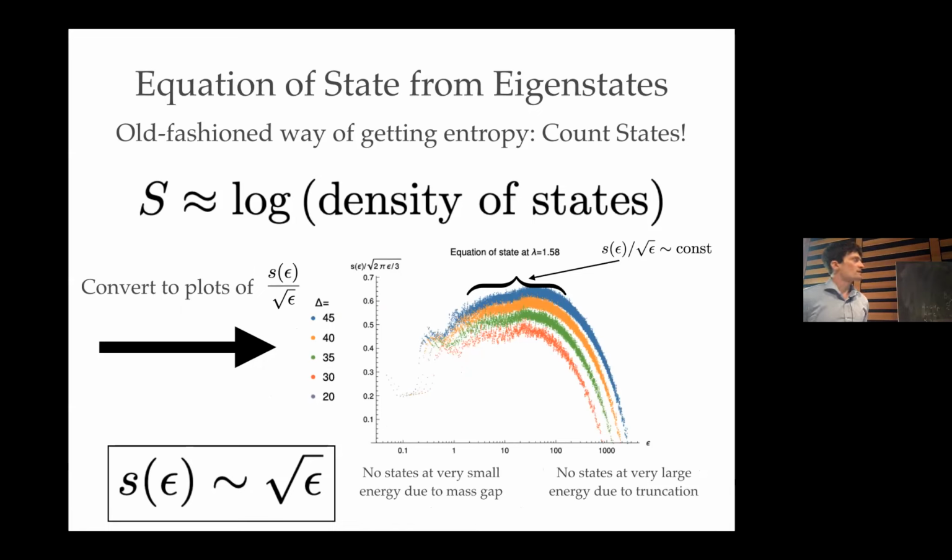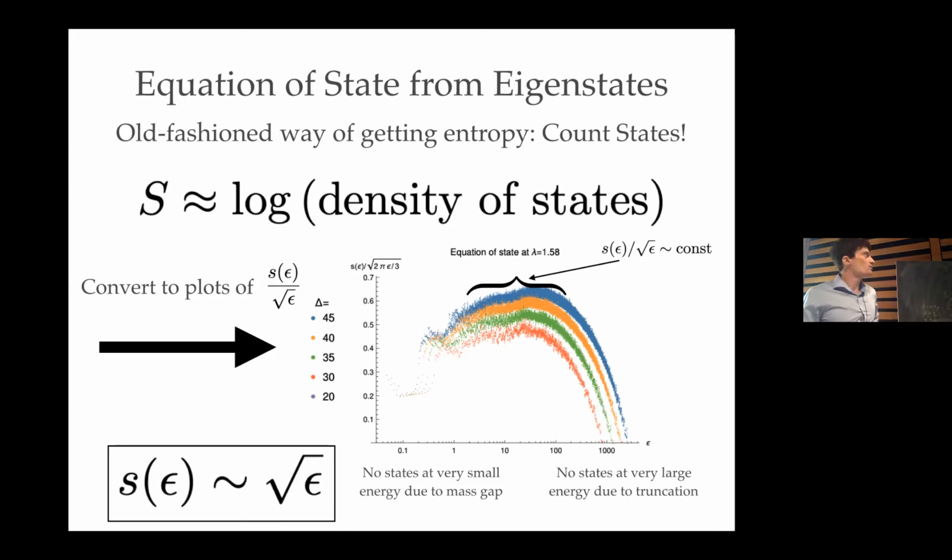All right, and then you'll notice there are two other features. So at very large energy, the entropy starts to fall off. That's just a truncation effect. That's because we eventually run out of states. There are no more states in the truncation. And then at smaller energies, the entropy starts to shut down. That's a physical effect. Part of that is because there's a gap in the theory and there are just no states below the gap. Okay.